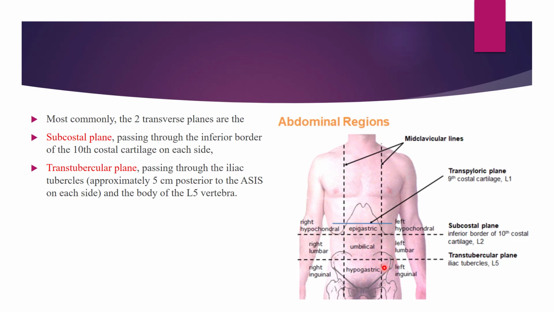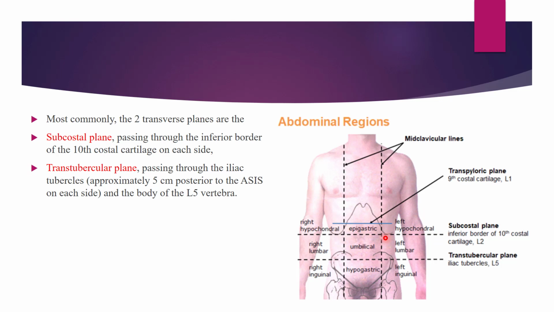And another is the transtubercular plane. See here, this is the transtubercular plane. The transtubercular plane means the plane which is passing through two iliac tubercles. There are iliac tubercles which are present on the iliac crest. So we will draw one line passing through two iliac tubercles.